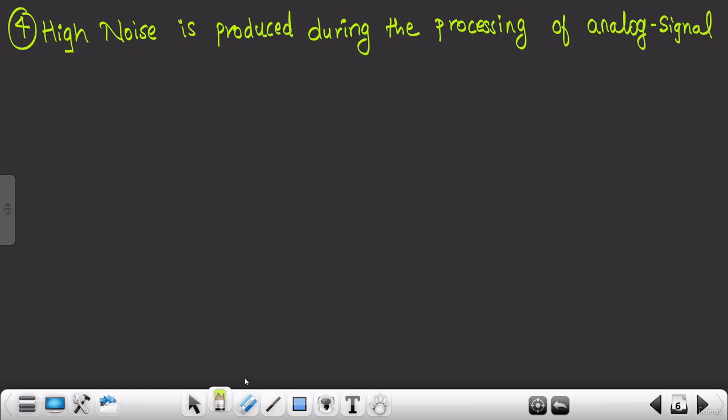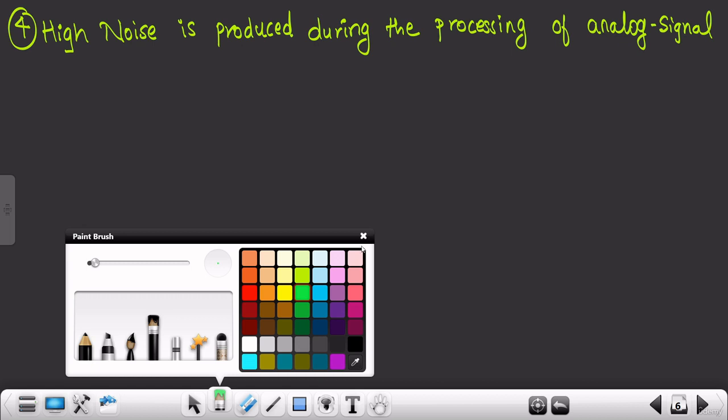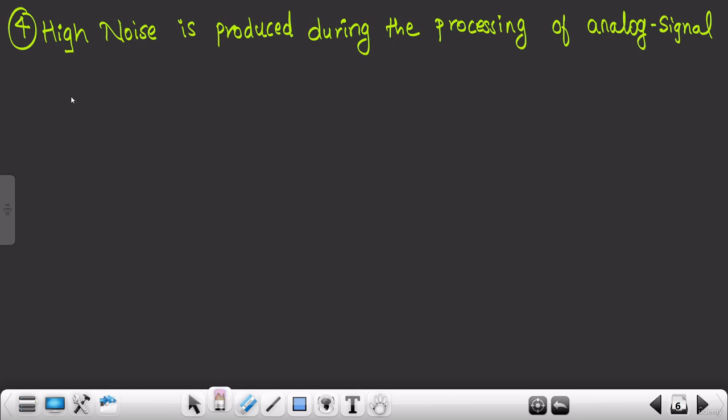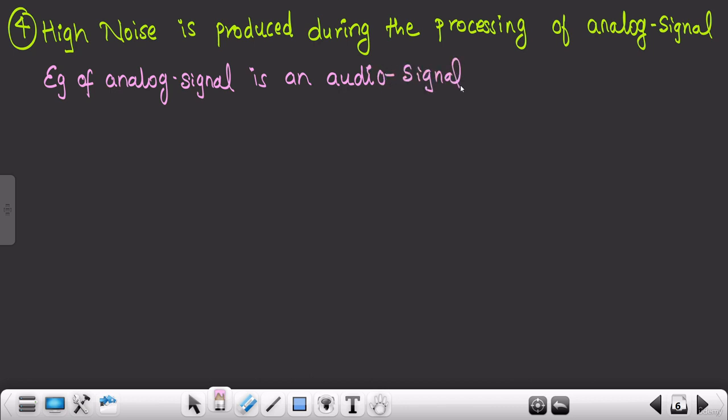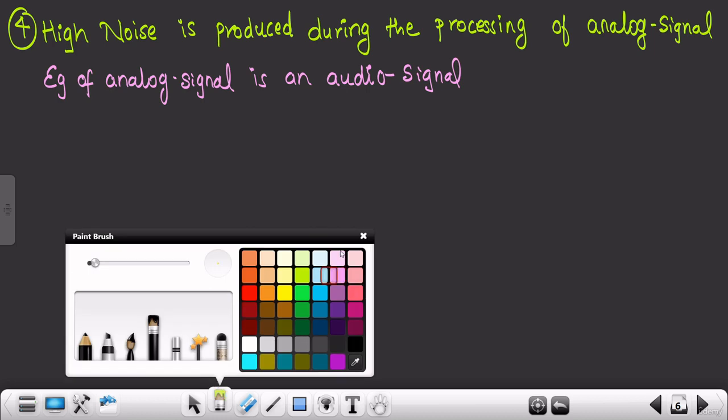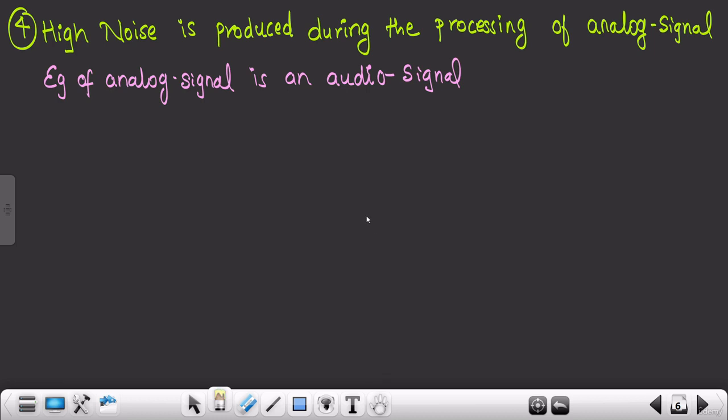By this what I mean is, we all know that the example of an analog signal is an audio signal, right? So I will write over here, example. The example of an analog signal is an audio signal, or your heart signal, the ECG signal. Okay, so let's suppose I'm singing. I'm not a good singer, but let's suppose.